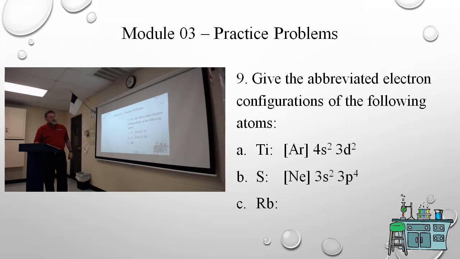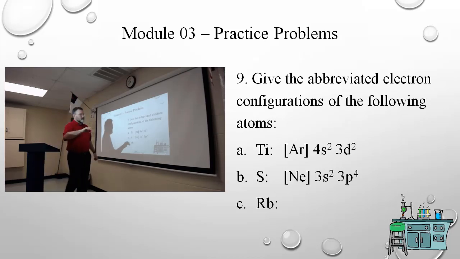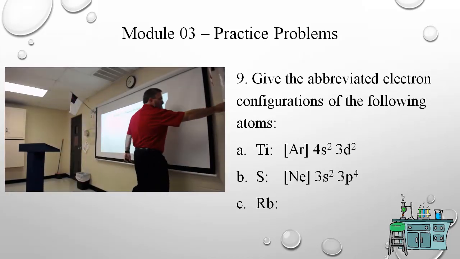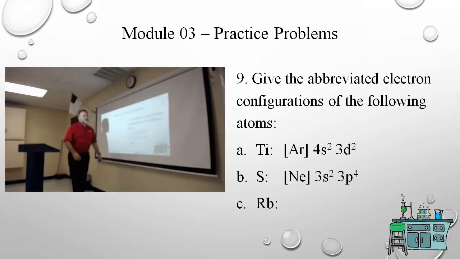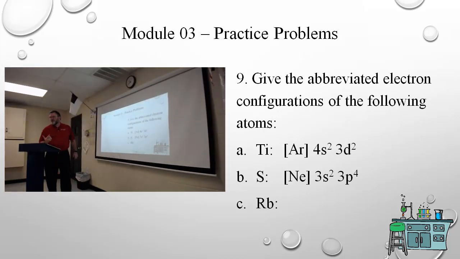And lastly, rubidium, number 37. Right over here, column 1, 5th row. Preceding noble gas is krypton, and all we have is 5s1.